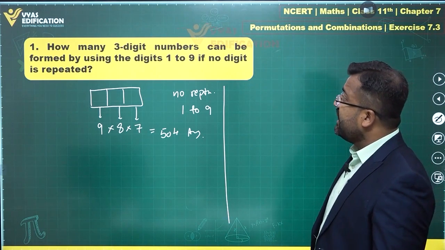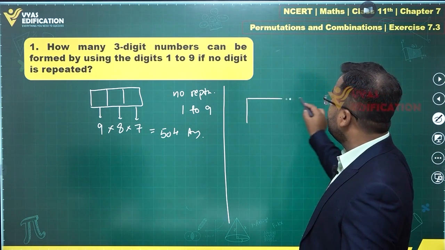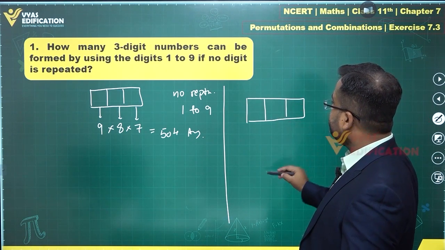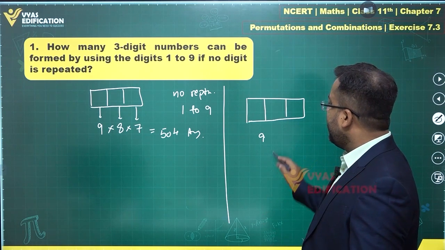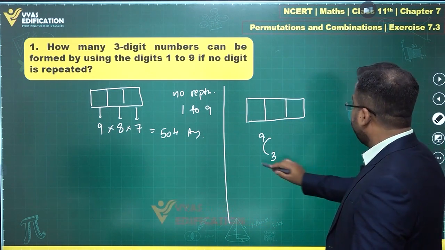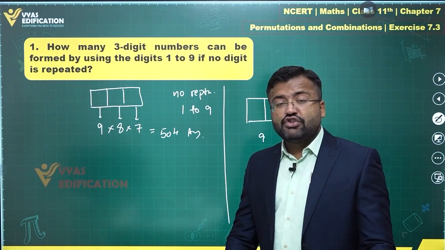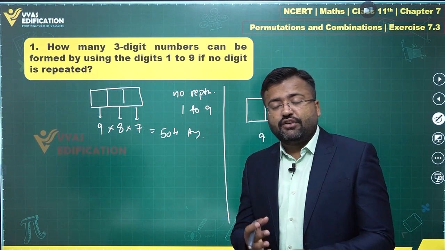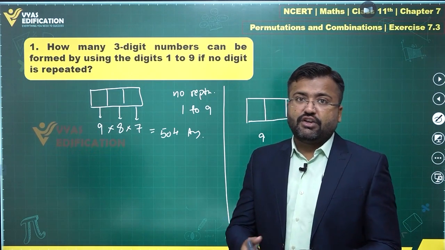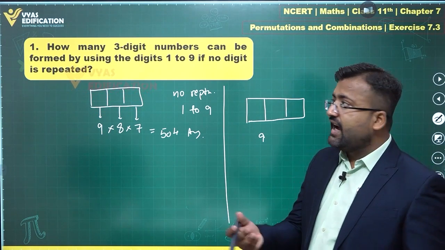If you're asked, let us say, how many 3-digit numbers can be formed by using the digits 1 to 9 if no digit is repeated, so you have a total of 9 digits and you have to choose, basically you have to actually, don't use C yet since you haven't studied C in this exercise. Once you study C, that is combination, you should always prefer using C. But for now, let's see what we can do with that P.